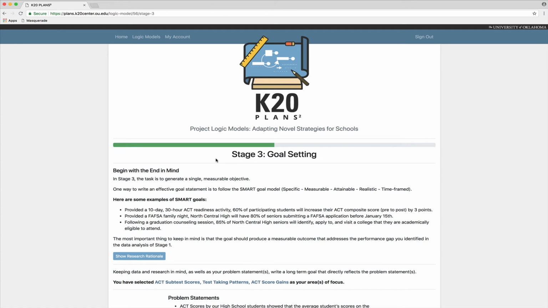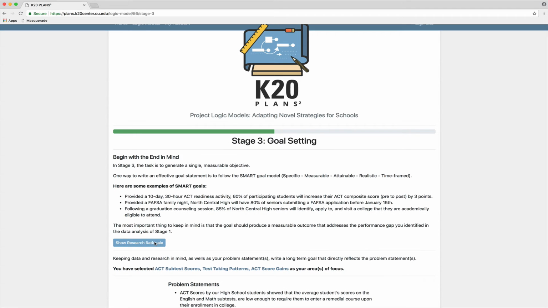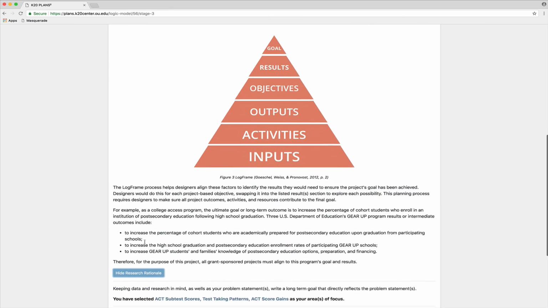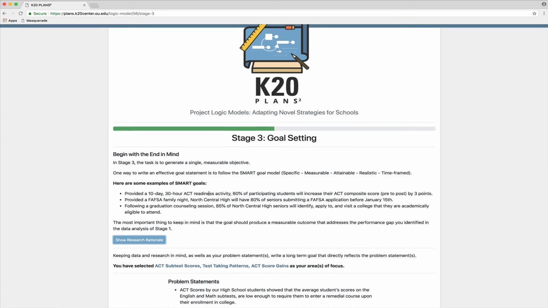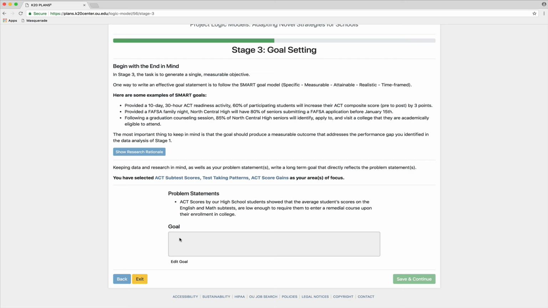This is goal setting, stage 3. And here we want to take what we've learned from the data and from our research and reflect that in a goal. And I have one pre-written that I think will give an example of what I mean by that. Also, don't forget each page has more rationale to help you through this stage of the process when you're working through this on your own. So one weird thing is you have to click edit goal before you can type in here.